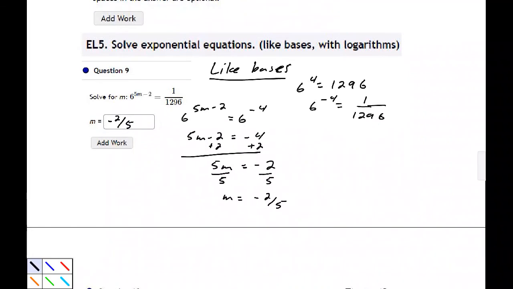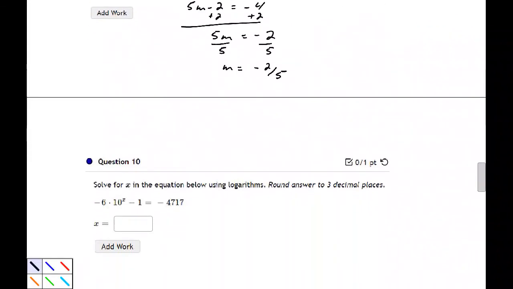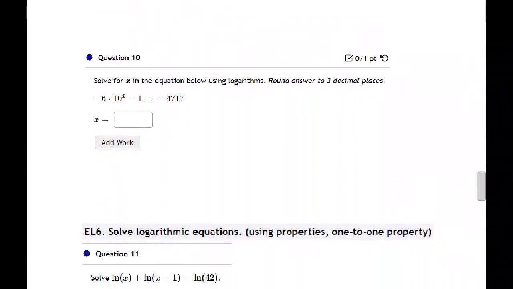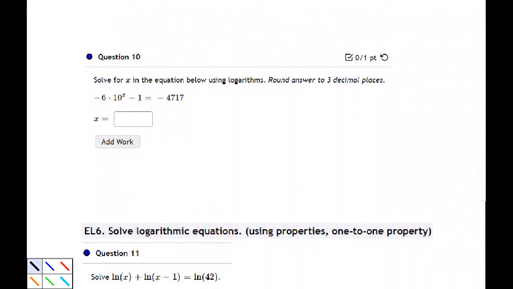Now, this objective includes solving with like bases and with logarithms. So this next question, we will need to use logarithms. Question 10 says, solve for x in the equation below using logarithms. Round answer to 3 decimal places. This equation is negative 6 times 10 to the x minus 1 equals negative 4,717.